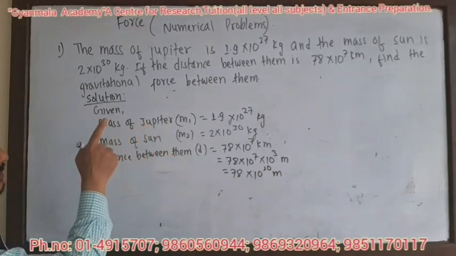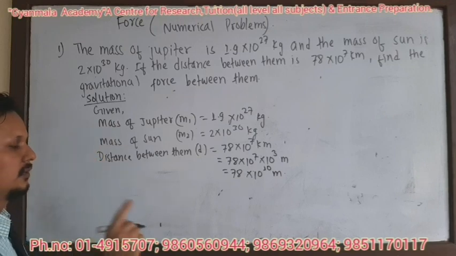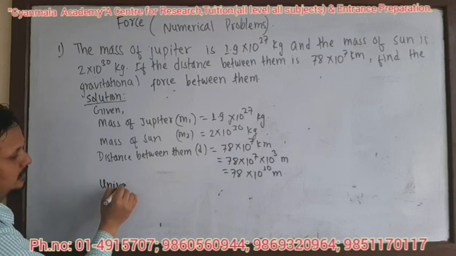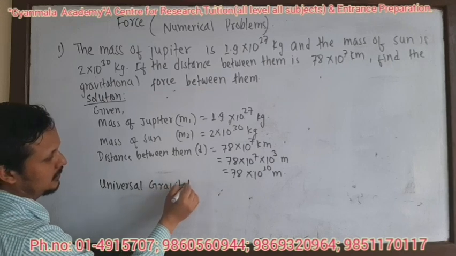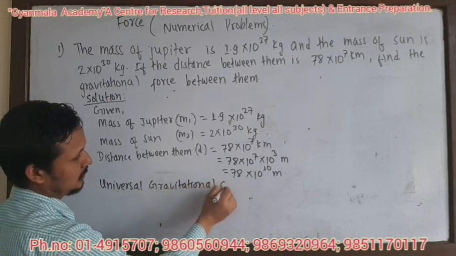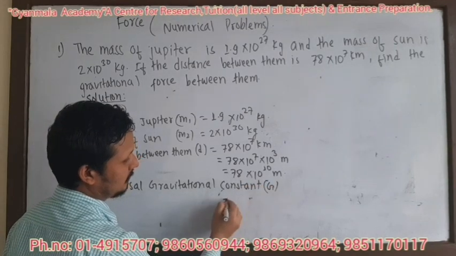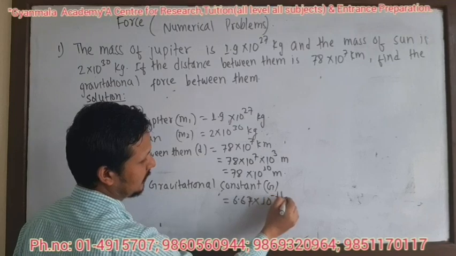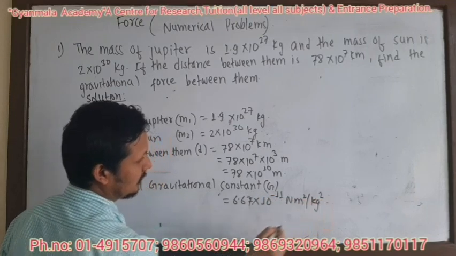Now, the universal gravitational constant is not given. If it is not given in the question, you also need to write the universal gravitational constant: G equals 6.67 into 10 to the power minus 11 Newton meter square per kg square.